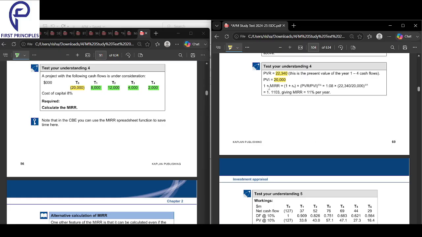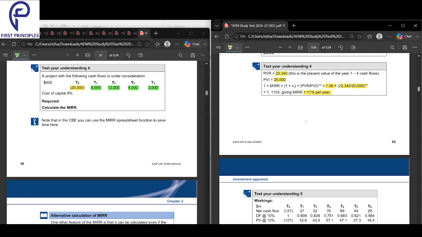Once you've got that, 1 plus MIRR is equal to 1 plus Re, into PVI by PVR, to the power 1 by n. Re, 8%, is already given. The PV of R we have over here, and the PV of I we also have over here. And n is the duration of the project, which is 4 years. So you do 1 by 4, and the final answer you get is 1.1103. So 1 plus MIRR is this, and you subtract 1, so you get 11.03%.